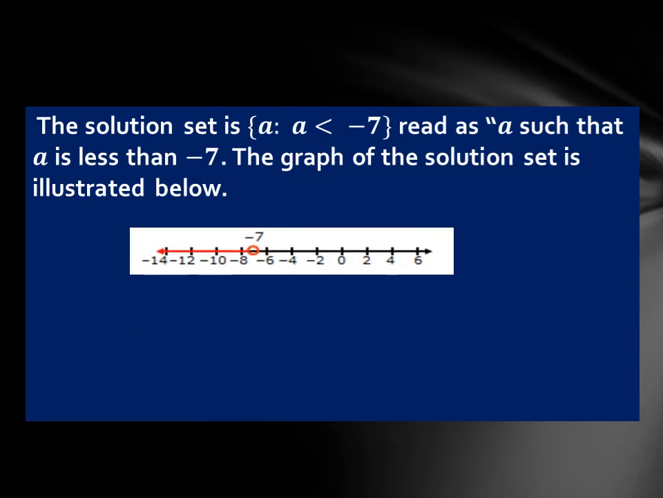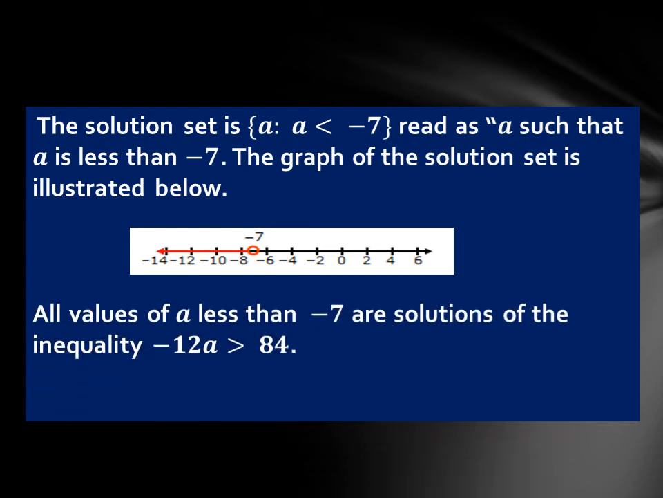This one was extended to the left since the given inequality is less than, so it extends to the left. All values of A less than negative 7 are solutions of the inequality negative 12A is greater than 84.